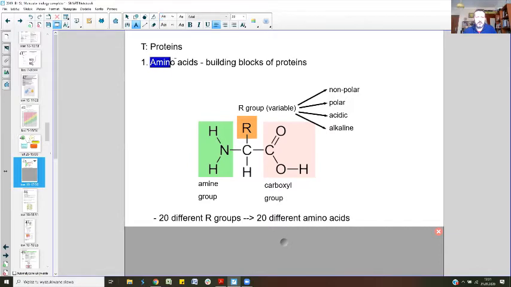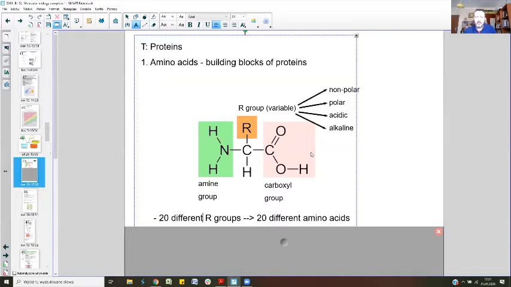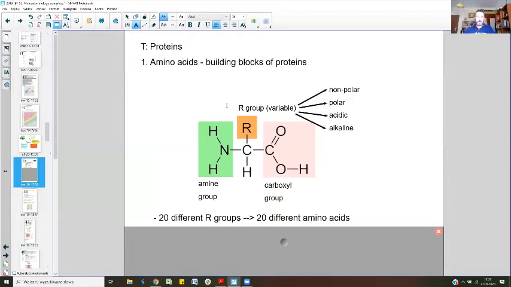Amino acid, as the name says, has the amine group. You can see it here on the left, and the group of organic acids, so the carboxyl group, is seen on the right. The center of the compound is a central carbon with hydrogen and the R group. The R group is a variable group, meaning that different types of compounds may be attached, giving the amino acids unique properties. Some amino acids may be non-polar, some may be polar, some will be acidic, and the other ones will be alkaline.